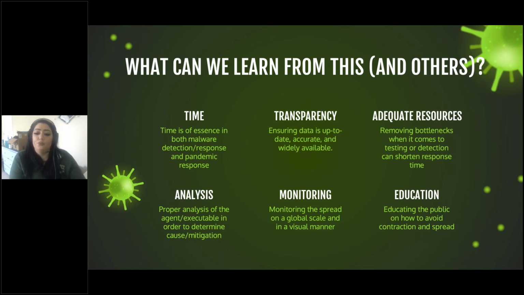Monitoring is another area where we can definitely improve incident response. There's been so much data available mapping and monitoring the spread of COVID-19, and it could be extremely prudent to do the same with widespread known malware attacks.